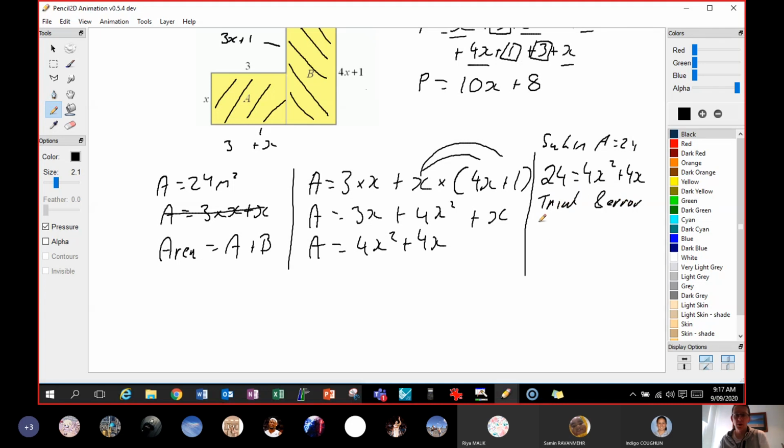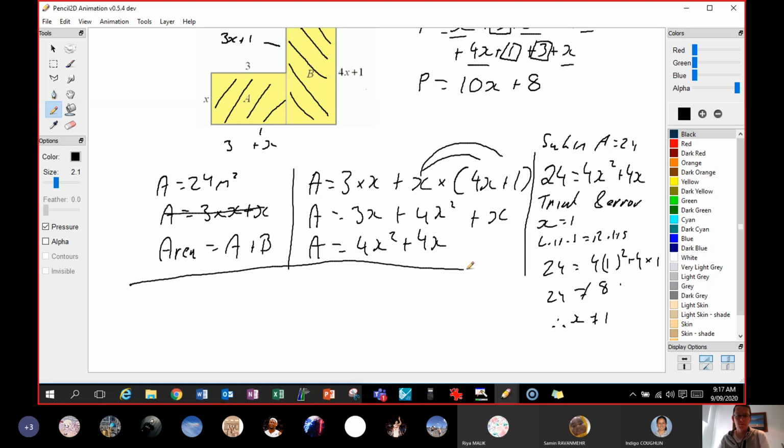For example, if x equals 1, does the left-hand side equal the right-hand side? I wouldn't do this typically, but let's just do it. 24 equals 4 times 1 squared, plus 4 times 1. That's going to equal 8, and 24 does not equal 8. Therefore, x does not equal 1.